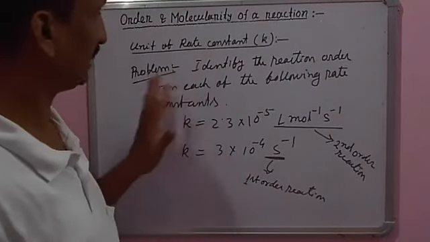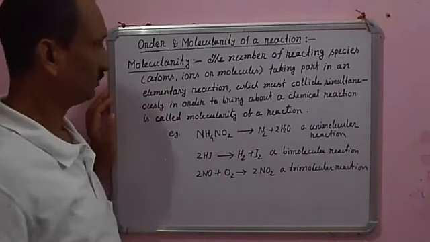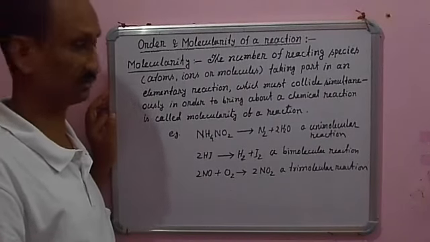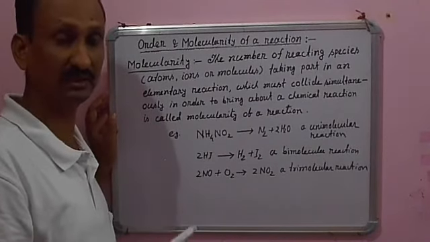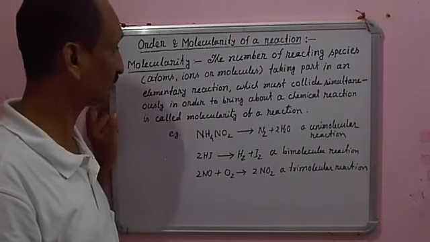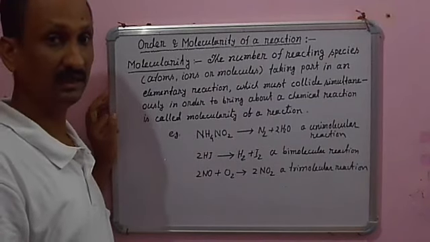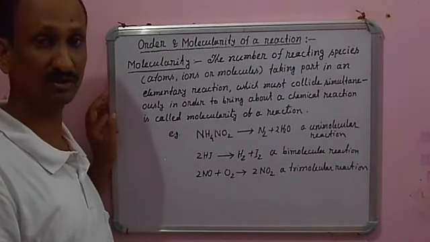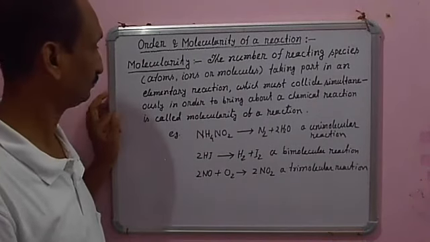So now we'll see the molecularity. Before discussing the molecularity, we should have the concept of elementary reaction and complex reaction. So what is an elementary reaction? The reaction which takes place in one step is called an elementary reaction. And if a reaction takes place in a number of steps, means a sequence of elementary reactions leads to the formation of product, then that reaction is called a complex reaction.